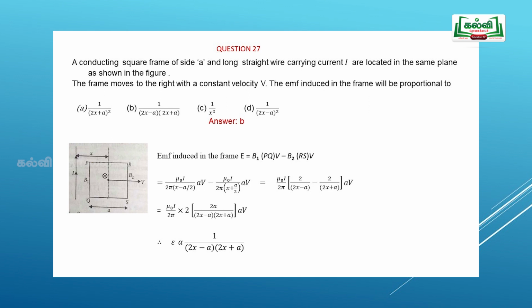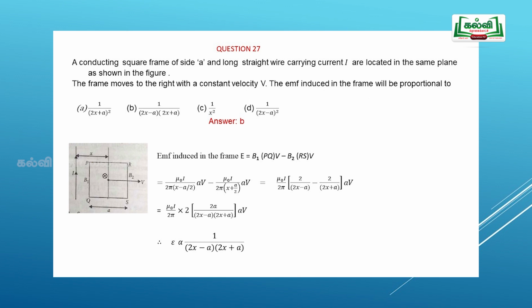What is A here? Right? This is x, right? And this is A. So this part is A by 2, right? Okay. One is x minus A by 2. The other one is this portion, right? The other one is x plus A by 2.